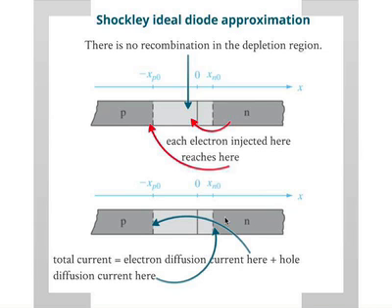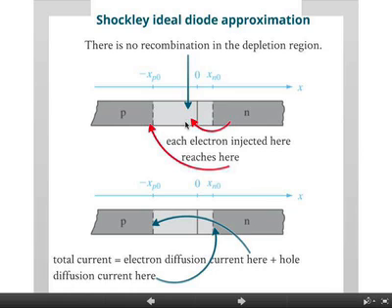Again, let me reiterate this because this is a little bit of an abstract concept. If you calculate the diffusion current of the electrons at this location, the assumption here is that it will be the same diffusion current of the electrons at this location. That's the basic assumption. In other words, any electron that crosses this boundary from right to left will also cross this boundary from right to left.